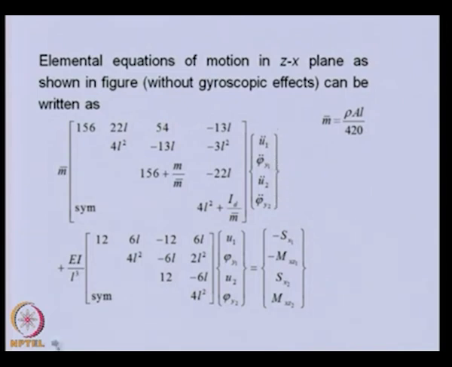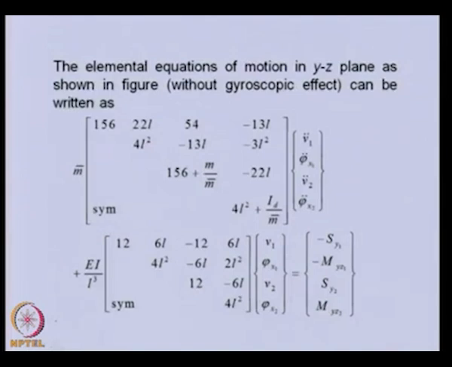Now, in the yz plane, we can write similar equations, that is also without the gyroscopic effect, and in this also the mass matrix is exactly the same, the only thing is that these variables got changed. Now, here it is V1, phi x1, V2, phi x2. The mass and diametral mass moment of inertia of the disk will appear here also, because they will be there in the same element in this vertical plane motion also. This is the reaction of the shear force and bending moment.